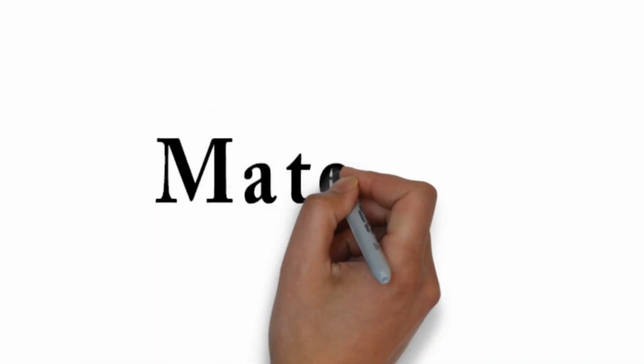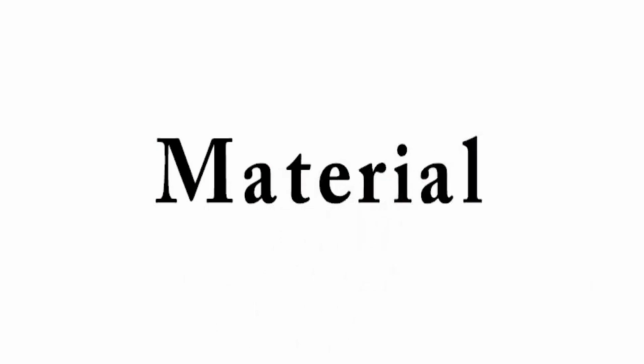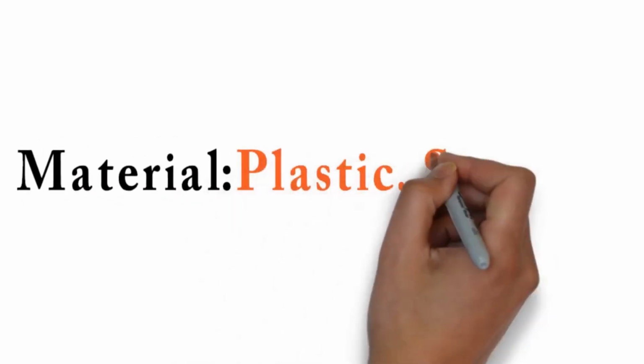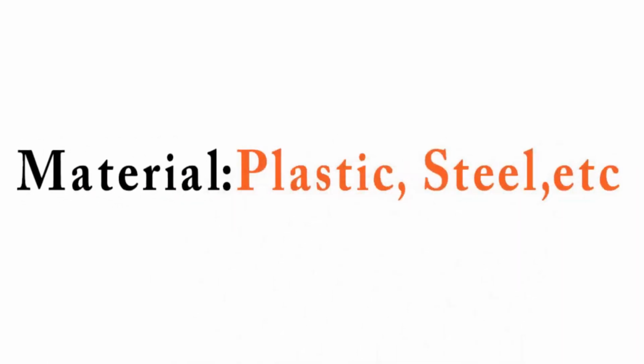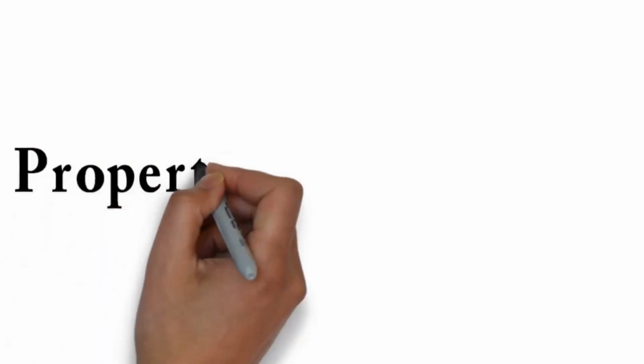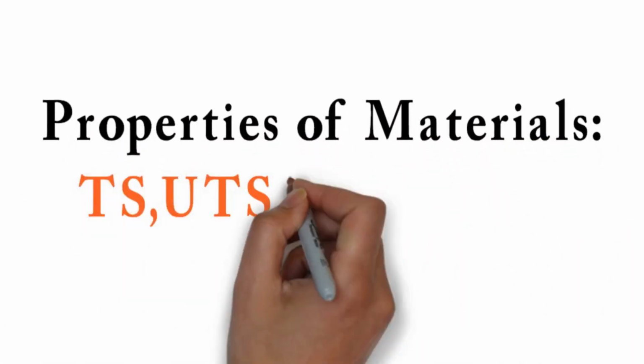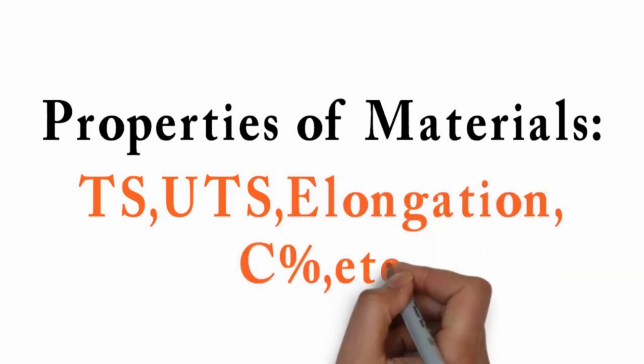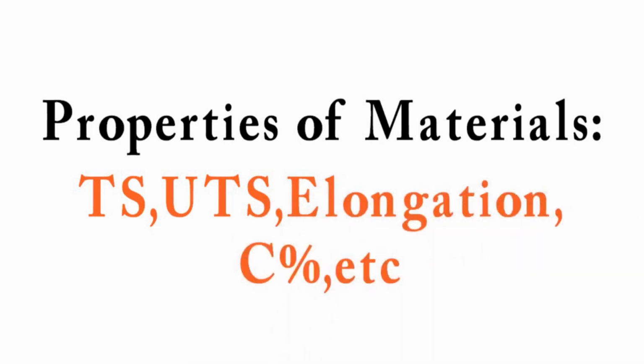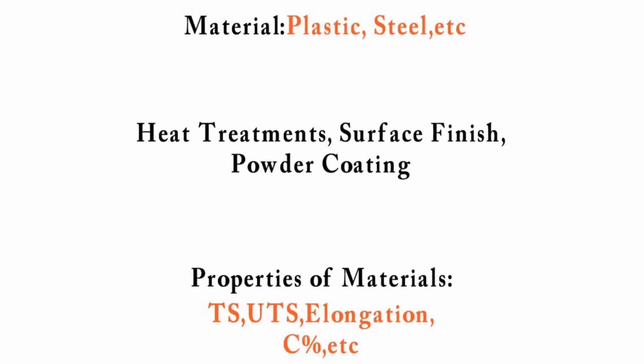Metallurgy. You should have good knowledge of material science because you are the person who decides which material we should use for any particular product, like whether we are going to use plastic or steel. Also, you should know various properties of materials: tensile strength, ultimate tensile strength, elongation and carbon percentage, so that you will be able to select the appropriate material.